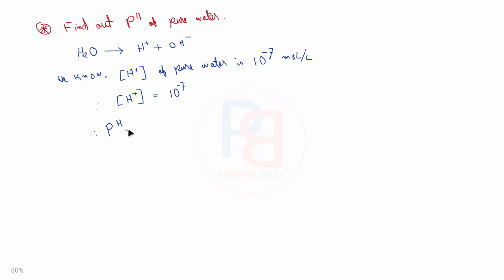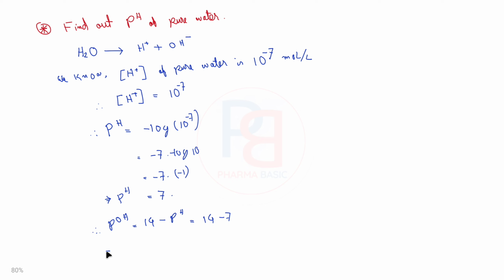Therefore pH is equal to the negative log of 10 to the power minus 7. The minus 7 comes down, so minus 7 times minus 1 gives 7. Therefore pH is equal to 7. Now pOH is equal to 14 minus pH. 14 minus 7 is equal to 7. So in pure water, pH is equal to pOH is equal to 7.